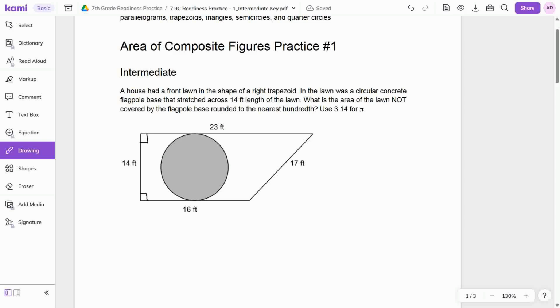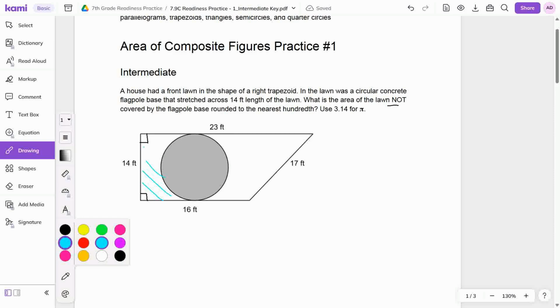So our first shape actually has a section removed. We have a trapezoid that is the shape of a front lawn. We have a circular concrete base that is in that lawn, and we need to find out how much of the area is not covered by the flagpole base. So this is what we're looking for. We're looking for this area right here.